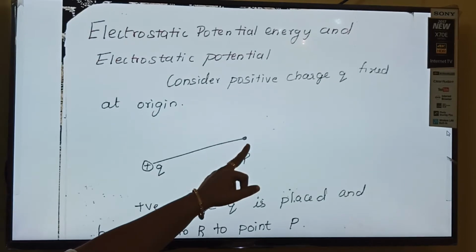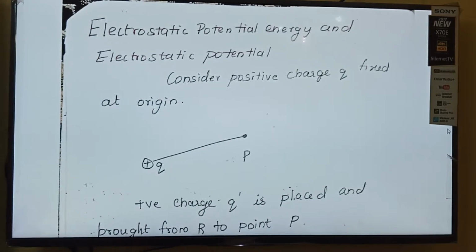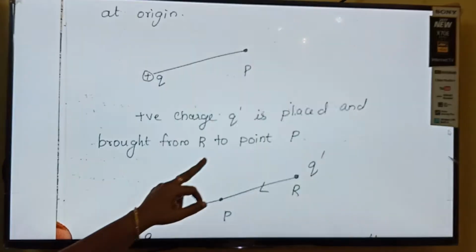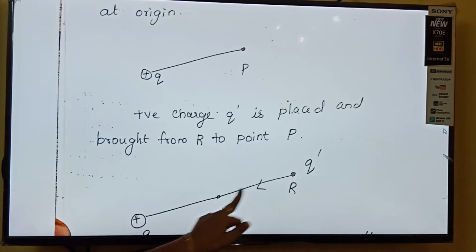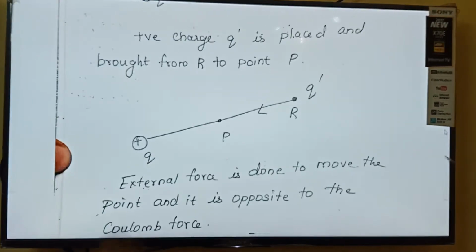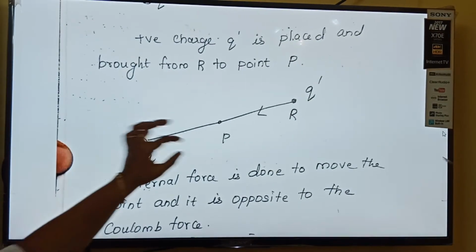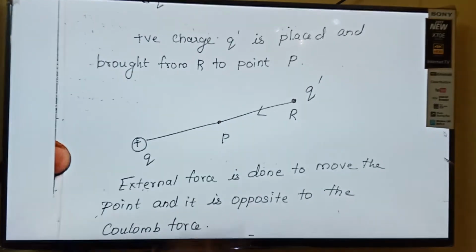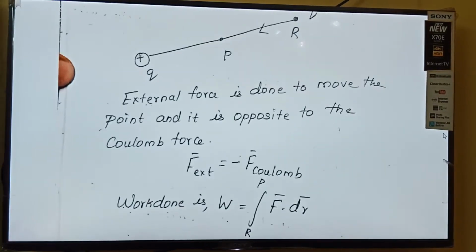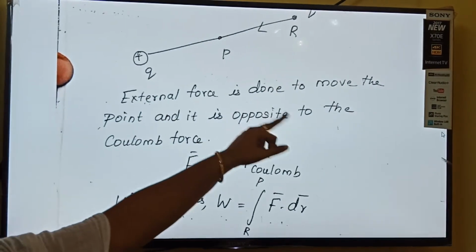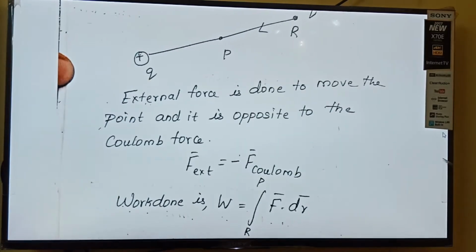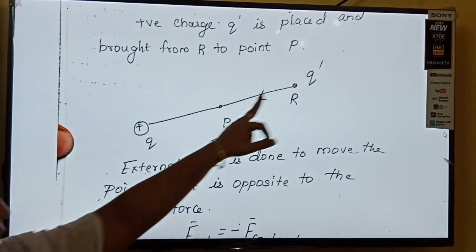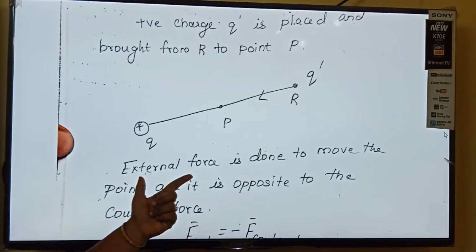Next, let P be a point, and let a positive charge Q dash be brought from R to the point P. First we consider only the point charge plus Q. Next we consider Q dash, which is brought from the point R to the point P. The external force is applied to move the charge, and it is opposite to the Coulomb force. So to move this charge from this point to this point, some external force is applied.